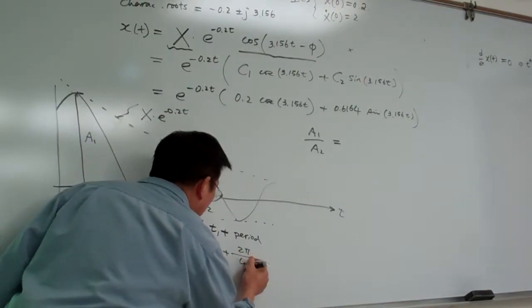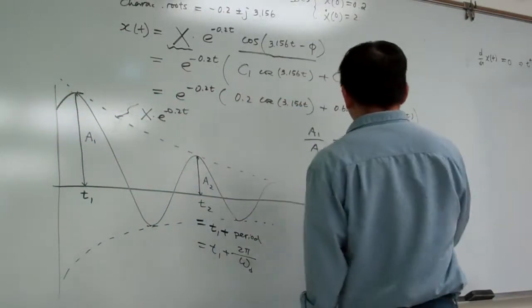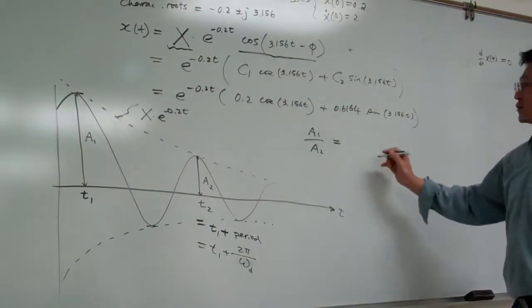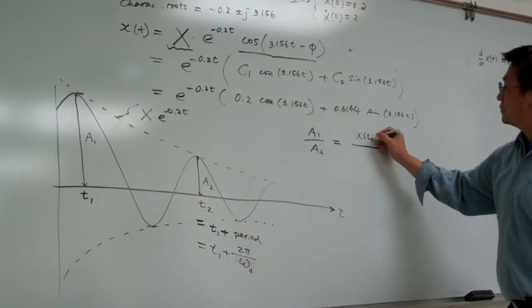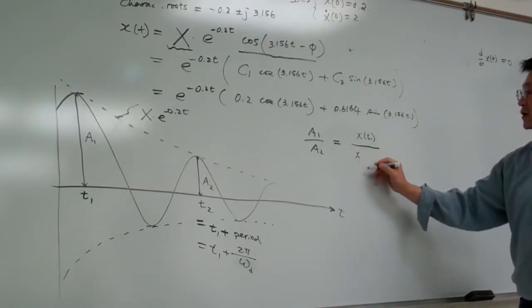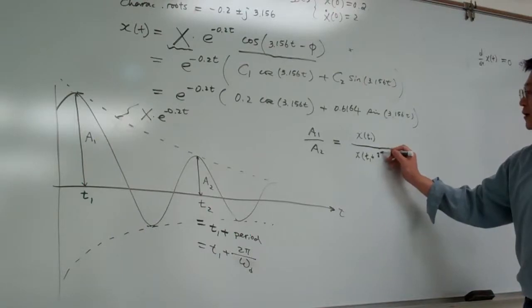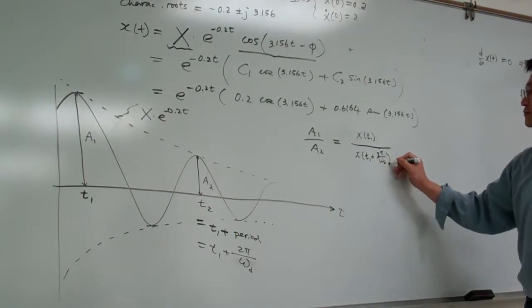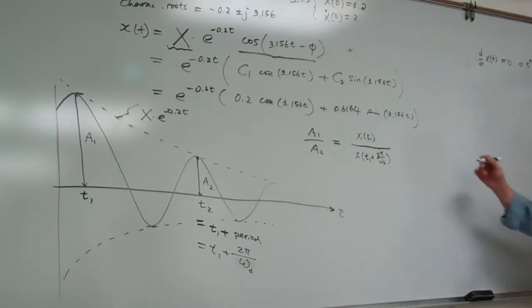Let me use this one, omega d. Okay, so now we can plug in here. What is A1? A1 is the magnitude of x at T1, and A2 is the magnitude of the displacement at T2. T2 is T1 plus 2 pi divided by omega d, right? We simply plug in the information here, then we can do the detailed calculations.